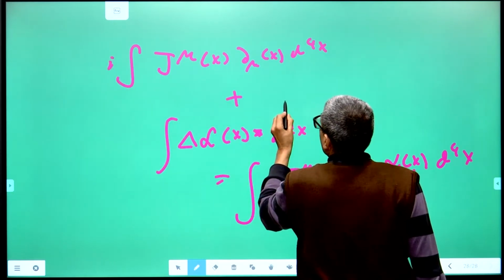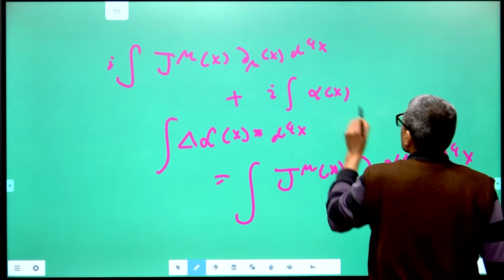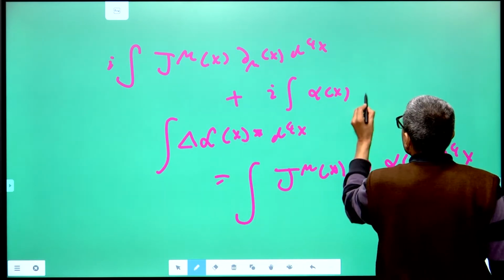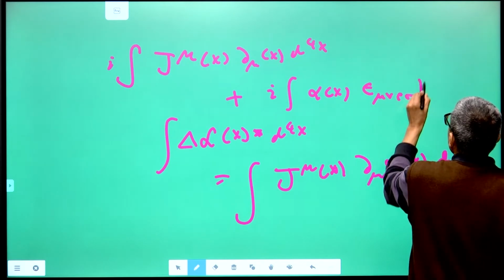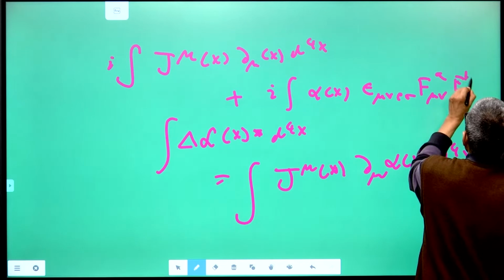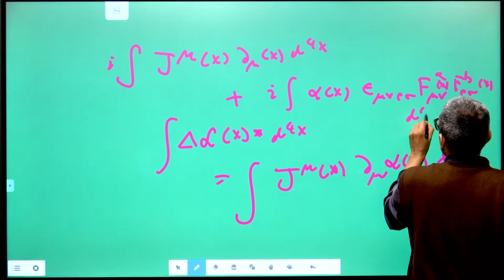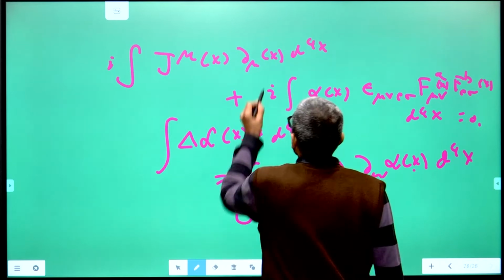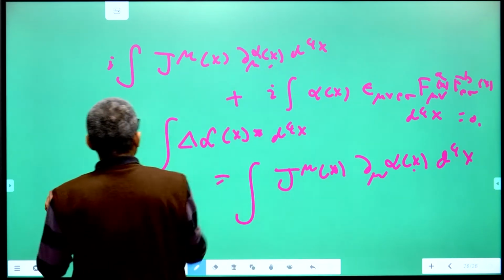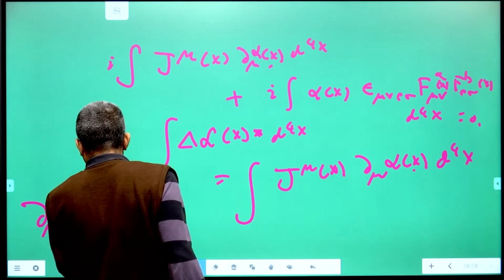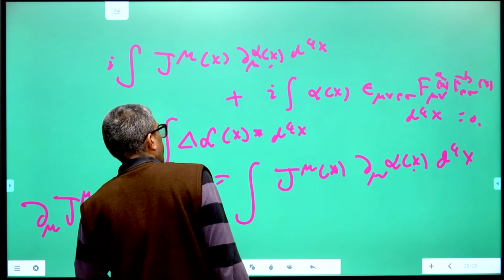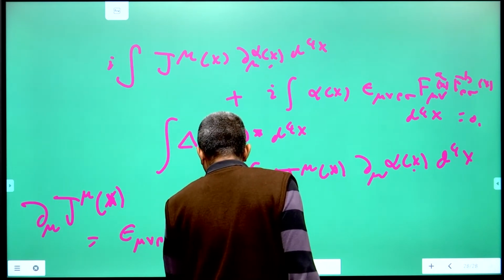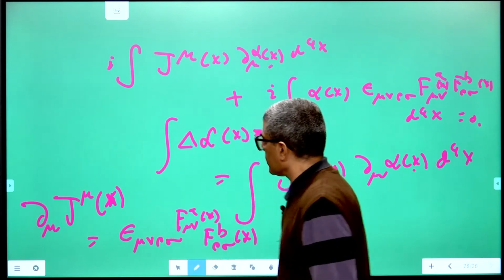And i times this plus you must have i times the anomaly alpha(x), the change in the path integral due to the path measure, under a local gauge transformation. This must have the form epsilon mu nu rho sigma into Fa mu nu Fb rho sigma(x) d4x. This must be 0, and this must be true for all alpha(x), dou mu of alpha(x). This is possible only if you integrate by parts, and this becomes a violation of the gauge current conservation. So dou mu of j mu(x) must be equal to epsilon mu nu rho sigma into Fa mu nu(x) Fb rho sigma(x). That is, the current is no longer conserved due to the anomaly.